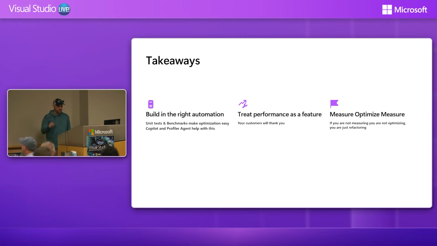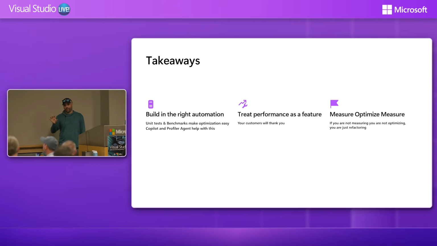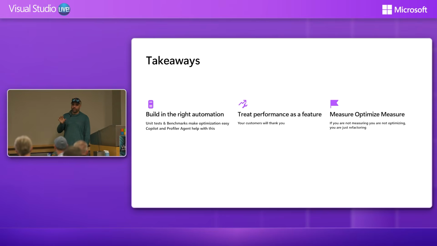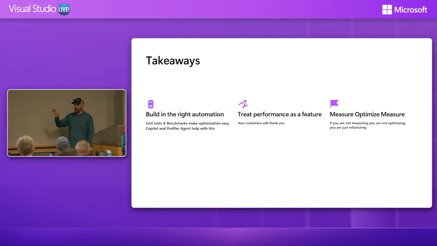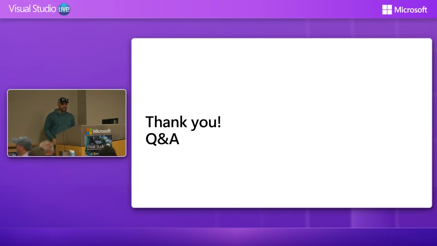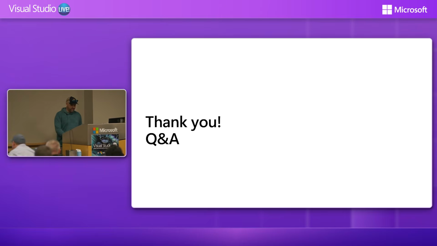And then lastly, remember, it's measure, optimize, measure. If you're not measuring, you're not optimizing, you're refactoring. It's super, super important to get that data so that you know you're actually improving stuff. Whether that is just using a stopwatch timer, it works, but we've got much better tools that are going to pinpoint and show you exactly what you need to do and where you need to make those optimizations. And tests. And so with that, I'll open it up for Q&A.